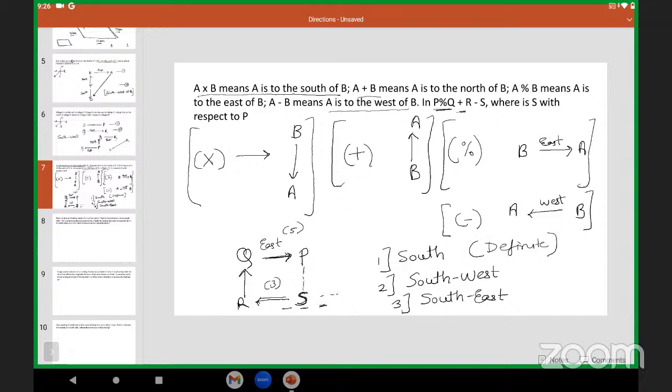But if there are no kilometers mentioned, we cannot determine it to be exactly in the south. If all the kilometers are the same, then we can definitely say that it will be in the south. But in which direction we cannot say if there is no distance measurement given. So in such cases the answer will be cannot be determined. Right, so let's move on to the next question.